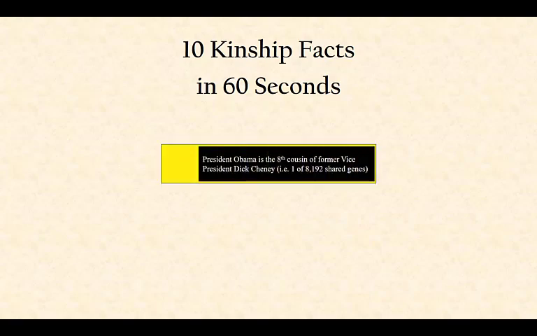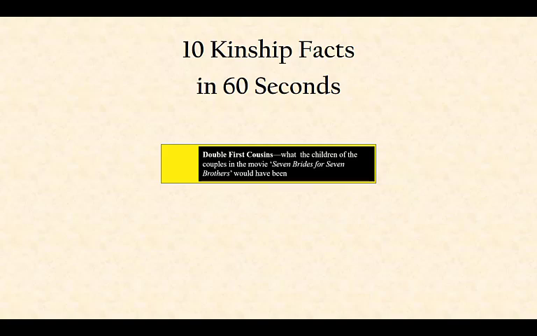President Obama is the 8th cousin of former Vice President Dick Cheney, i.e. one of 8,192 shared genes. Double first cousins would be the children of the couples in the movie Seven Brides for Seven Brothers. Only children include Charles Lindbergh, Elvis Presley, Isaac Newton. Whereas Koreans have about 250 surnames, 10, 15, and 8% of Koreans are named Kim, Lee, and Park, respectively. The Japanese have over 100,000 surnames.